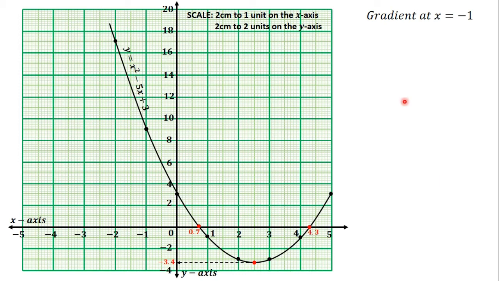In the video on finding the gradient of the function at a point on the curve, which is video number 33 in this playlist, we learned that if you want to use the graph of a quadratic function to find the gradient of the function at a point on the curve, the first thing you have to do is locate that point on the curve. So here we are going to find the gradient at x is equal to -1. So we have to locate the point x is equal to -1 on the curve.